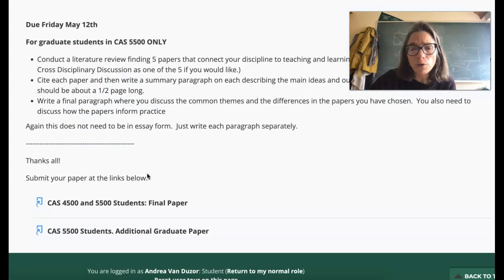And then if you look right below, you're going to see the links. There's the link to the final paper that everyone's going to write, and here's the link to that additional graduate student paper that you can upload.